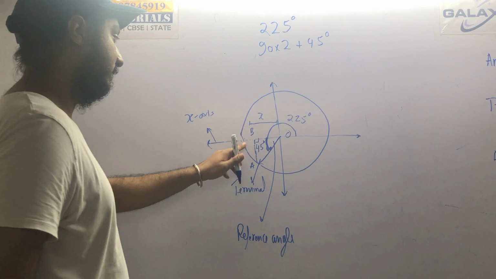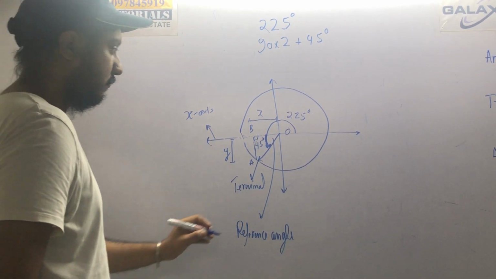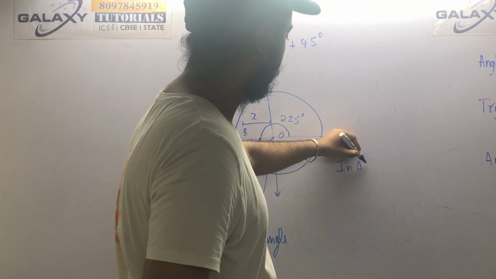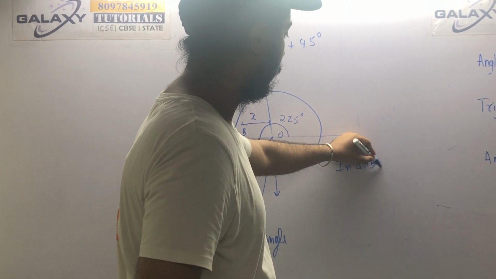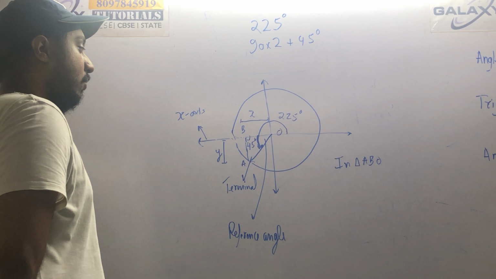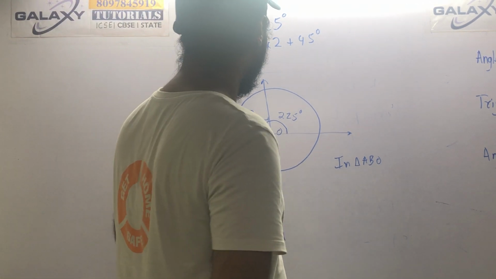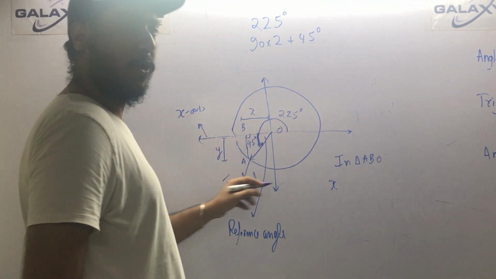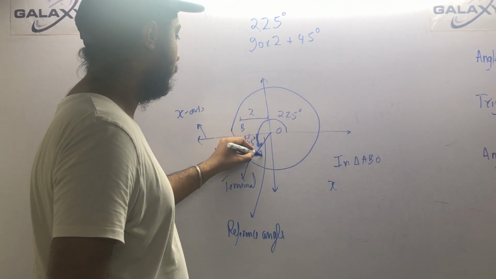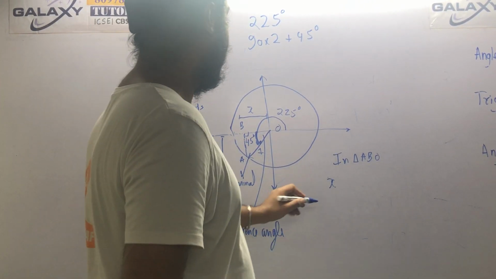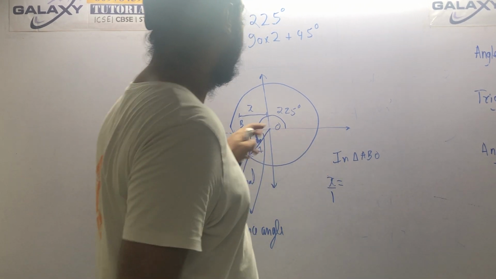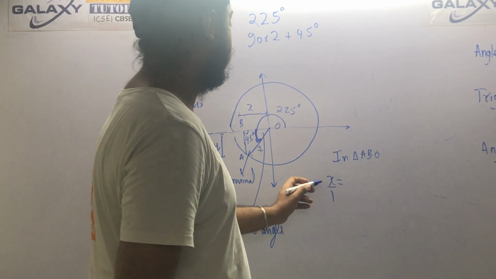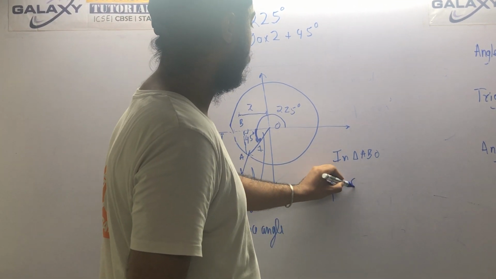Now in this triangle, in triangle ABO, what is the value of x? See, this is a unit. I always make a unit circle. So radius is 1. So x upon 1 is how much? X upon 1. Base upon hypotenuse. Base upon hypotenuse is how much?